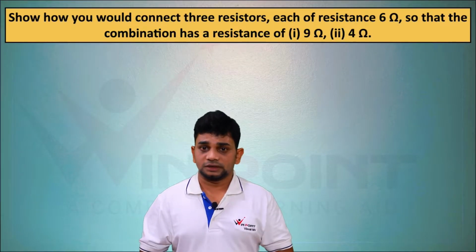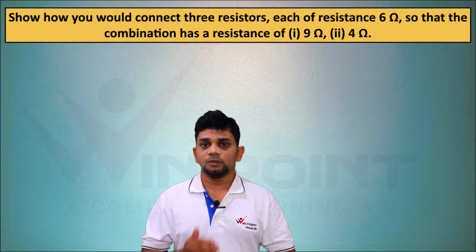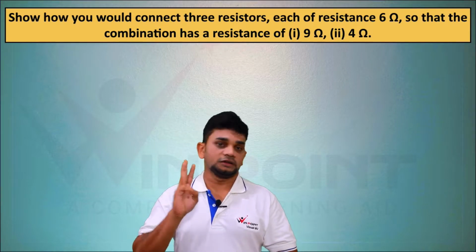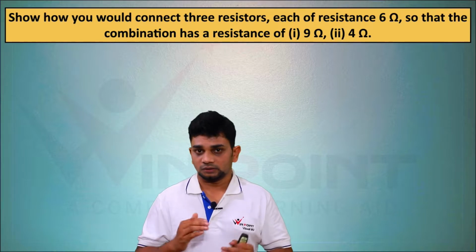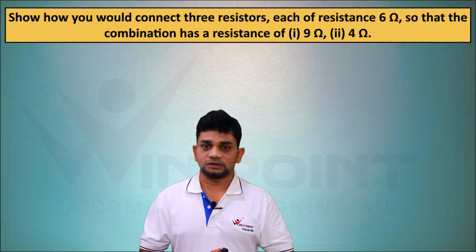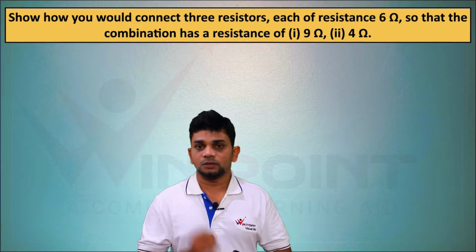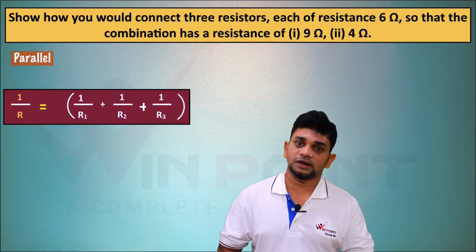Show how you would connect 3 resistors, each of resistance 6 ohm, so that the combination has a resistance of 9 ohm and 4 ohm. There are 3 resistors. Each resistor has the value of 6 ohm. So there are 3 6 ohm resistors. We need to connect them, and the effective resistance should be 9 ohm, that is the first question. Second question, 4 ohm. Just imagine we are connecting it in parallel.